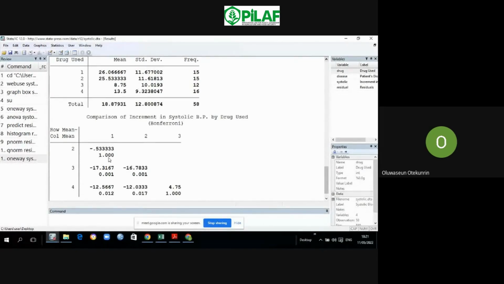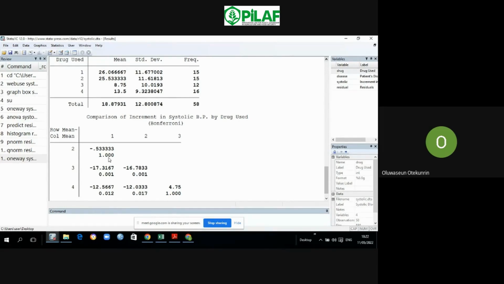If you look at 4 and 1, that is 13.5 minus 26.067, which gives us minus 12.567. Again, that means that on average, drug 4 has a lower mean score compared to drug 1. Drug 1 is higher than drug 4. So you see that drug 1 has something to do with an increment in systolic blood pressure. Even when you compare with drug 2, it just happens not to be significant in that instance. If you compare drug 1 to drug 3, you will see that drug 1 is also higher.